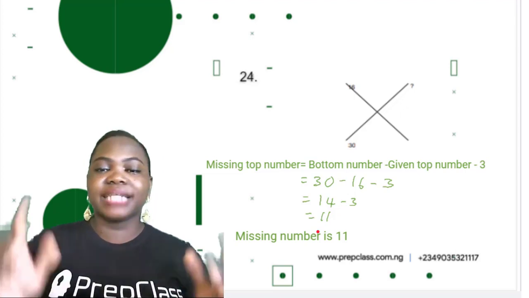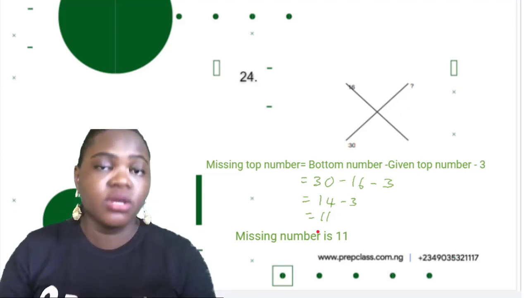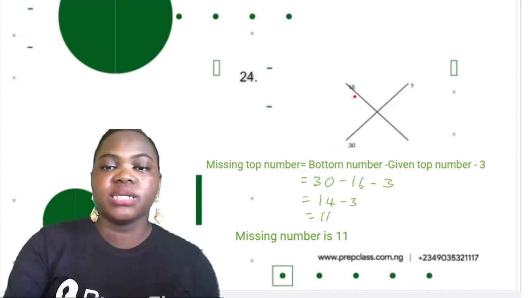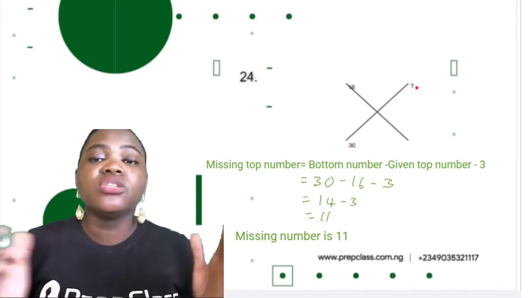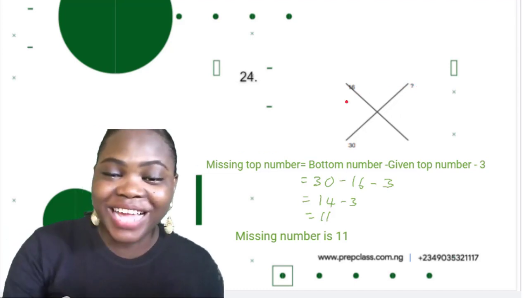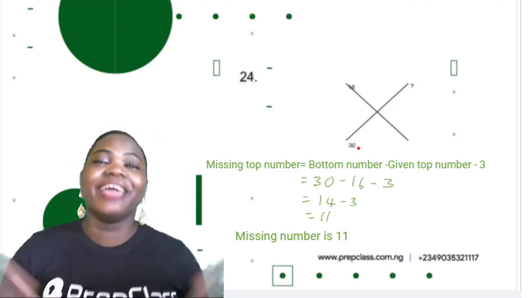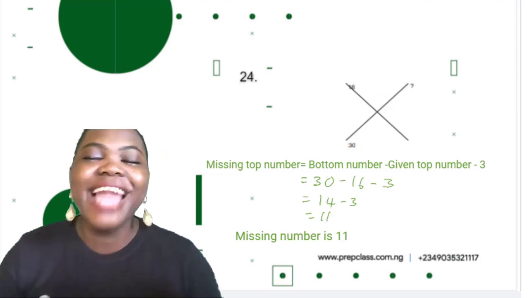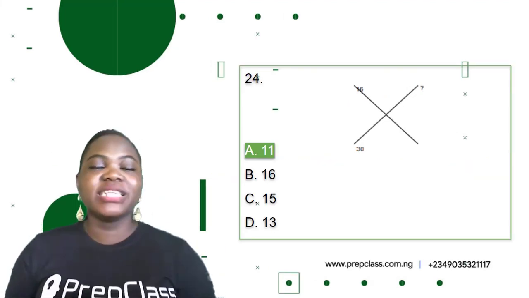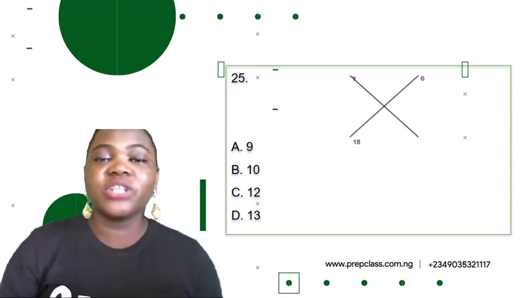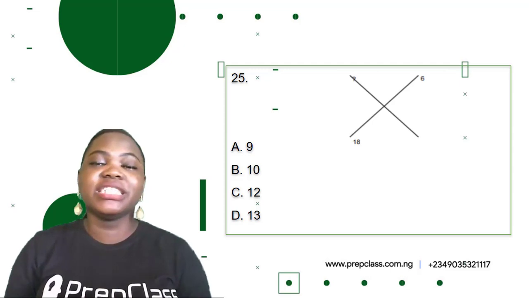So this means that the missing top number is 11. But to be sure that the answer is correct, let's add the two top numbers first. 16 plus 11 is what? 27. Then 27 plus 3 is 30. So can you see that 30 is the bottom number here? So that means we got it correctly. The missing number is 11. So the correct option here is option A, 11. Check.